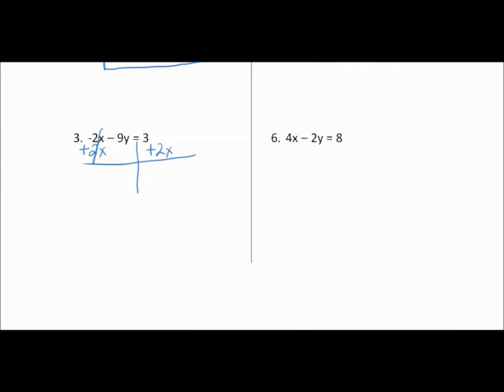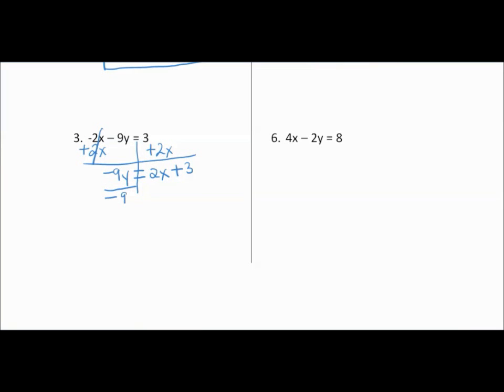2x's cancel out on the left. I'll bring down my minus 9y. Bring down my equal. Once again, in slope-intercept form, the x part has to come first. So that's going to be 2x plus 3. Now I'll divide everything by -9.